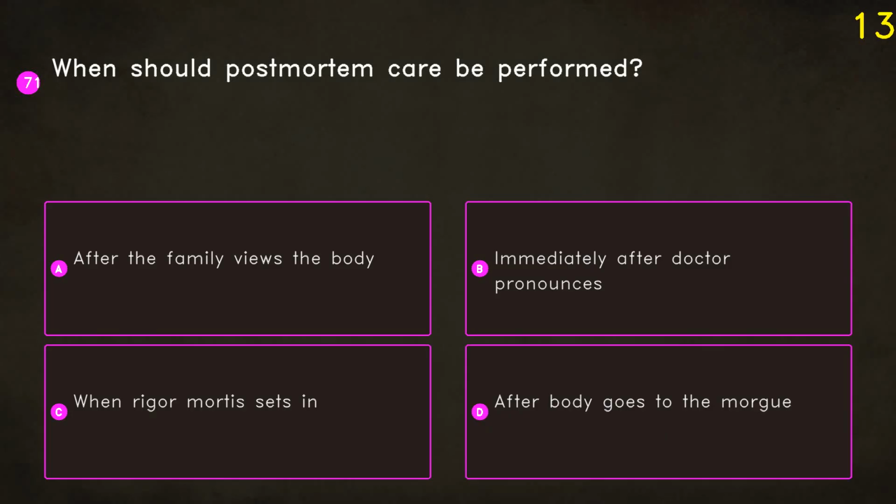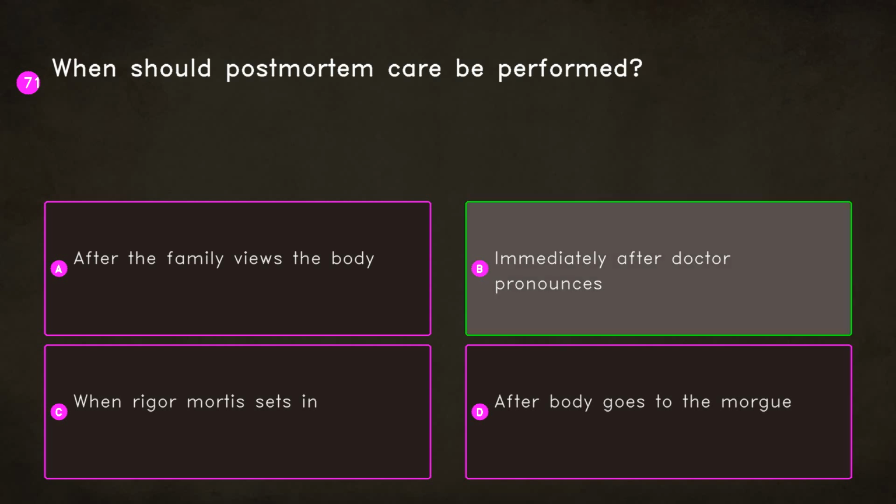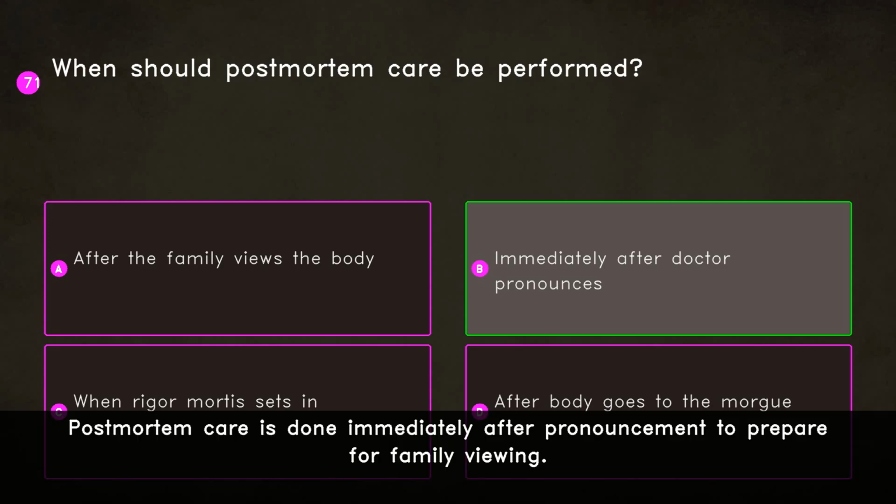Question 71. When should post-mortem care be performed? A. After the family views the body. B. Immediately after doctor pronounces. C. When rigor mortis sets in. D. After body goes to the morgue. The correct answer is immediately after doctor pronounces. Post-mortem care is done immediately after pronouncement to prepare for family viewing.